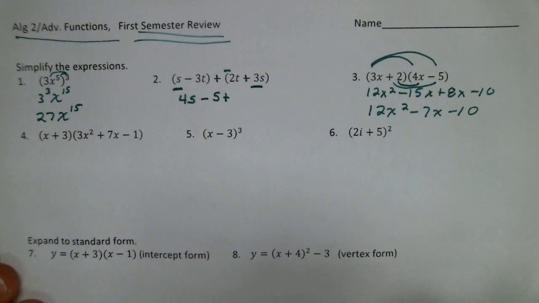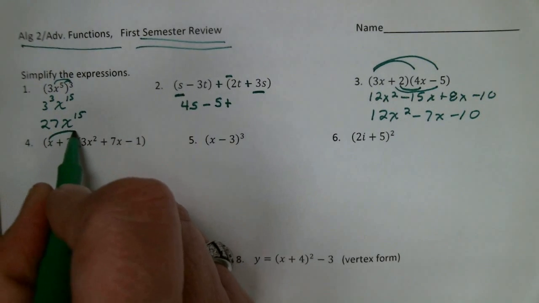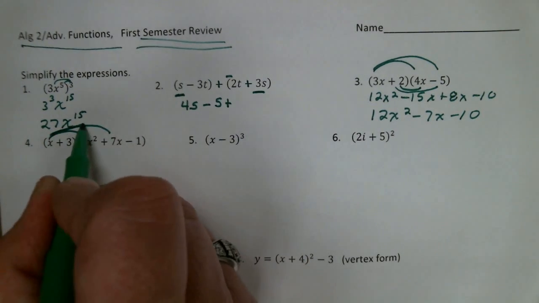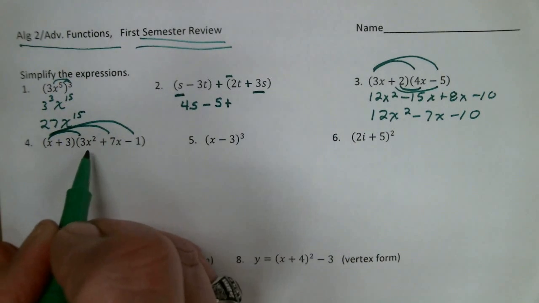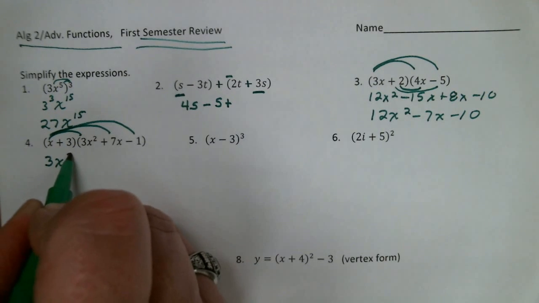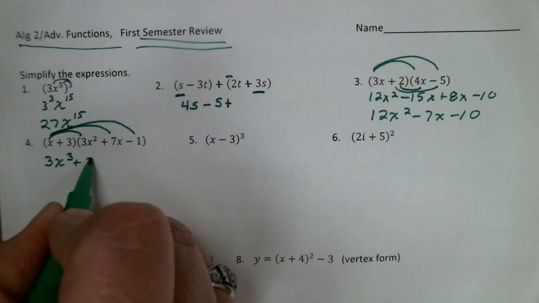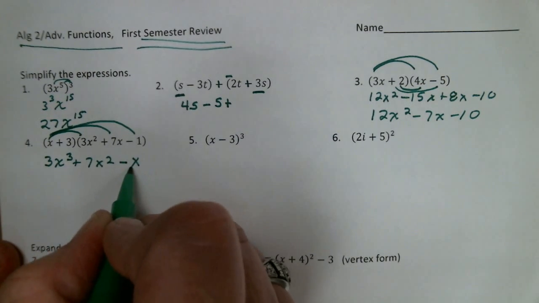Okay, on number 4, it's basically the same thing. We're going to distribute everything in the first polynomial to every term in the second polynomial. And I'll do it in order. I'll take the x times each, the 3x squared, the 7x, and the negative 1. And I'll get 3x to the 3rd, and then plus 7x squared. Then x times negative 1 is negative x.